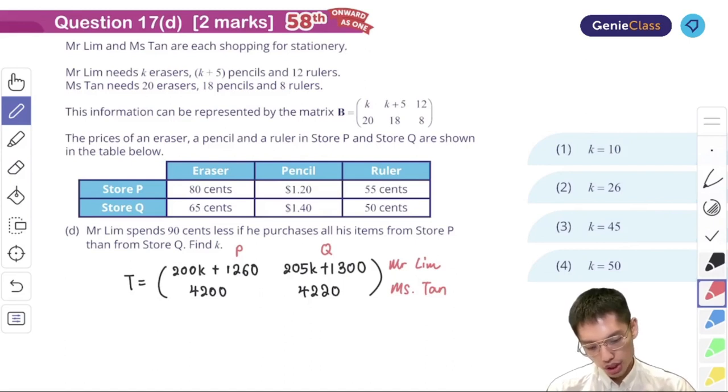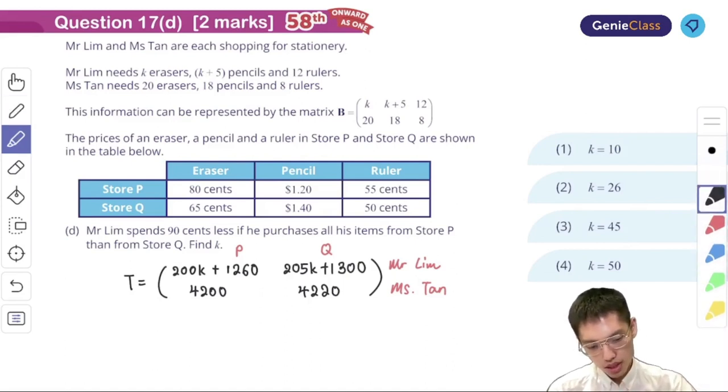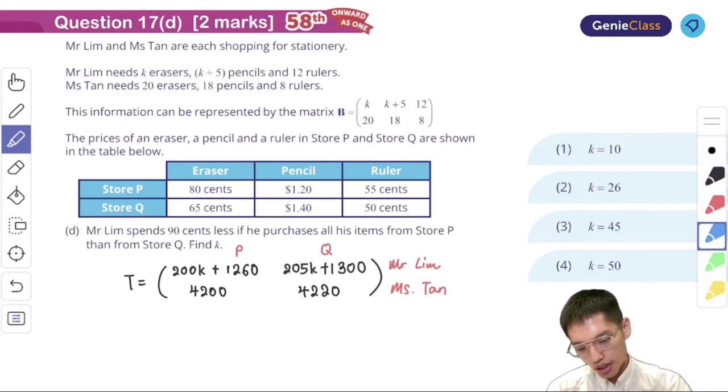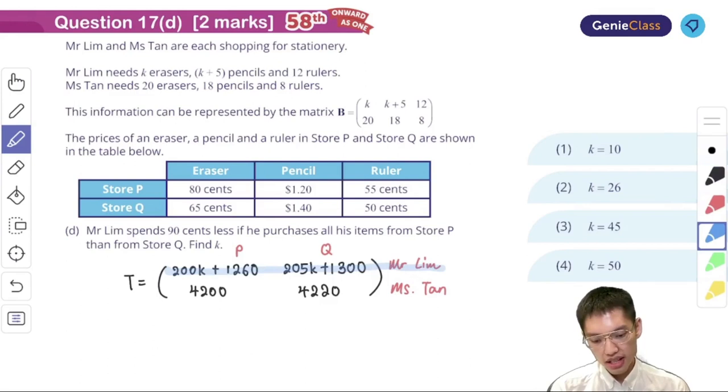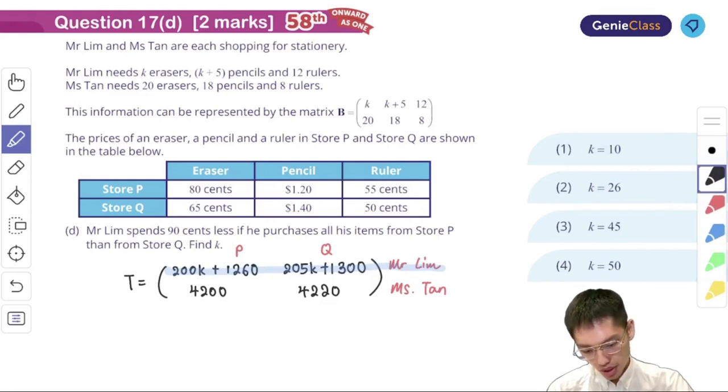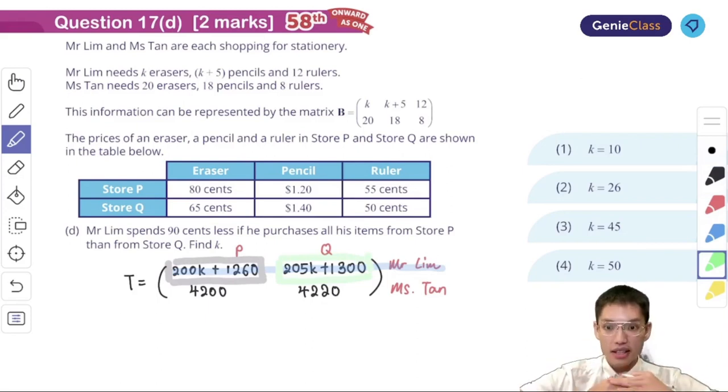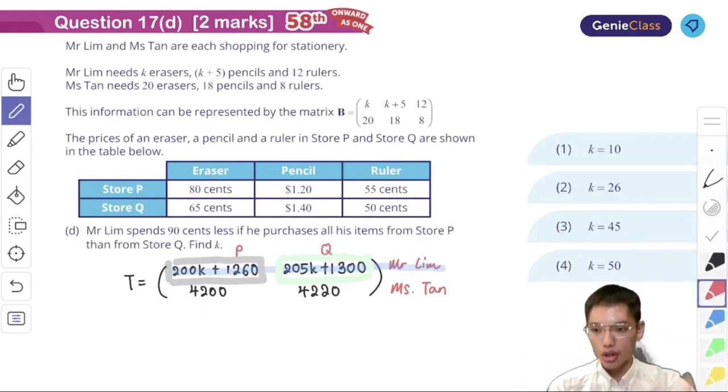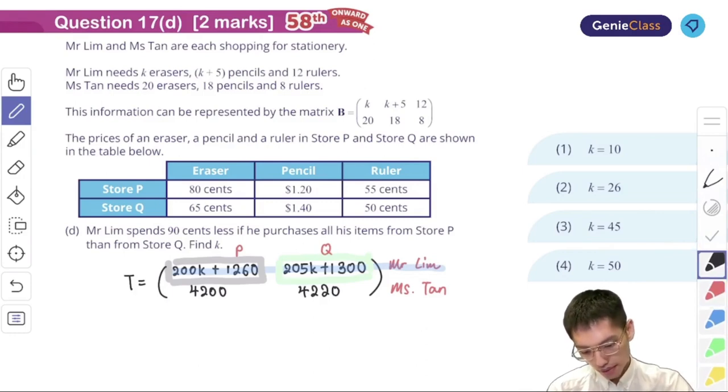Okay, so let's view this question accordingly. Look at what this question means and how we interpret it. Mr. Lim spends 90 cents less if he purchased the items from store P as from store Q. So that means store P value is lesser and store Q value is more. So therefore, if I take 205k plus 1300, subtracting the whole of P.